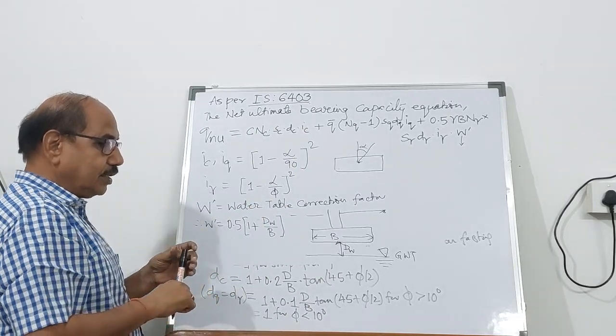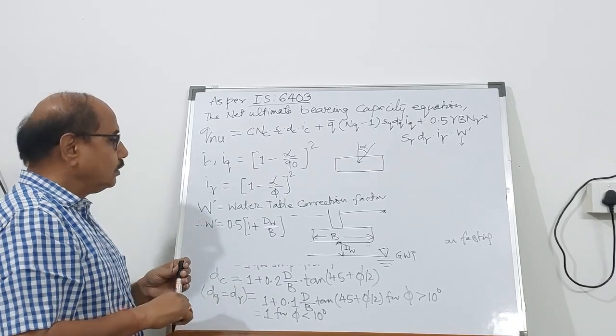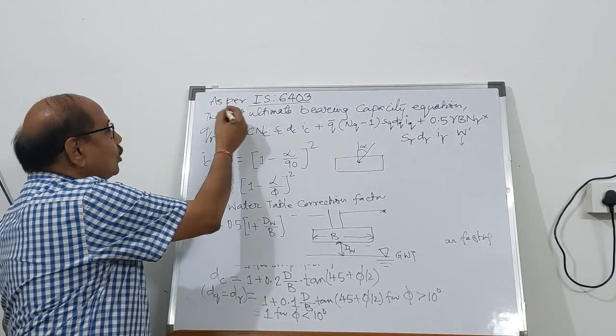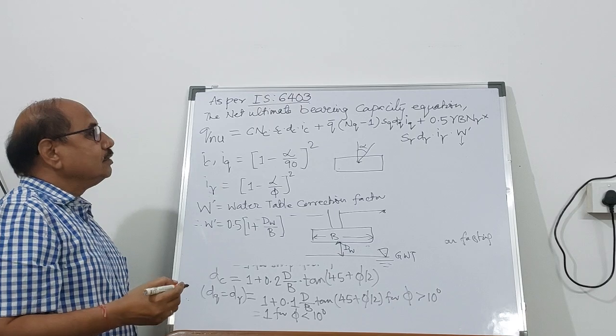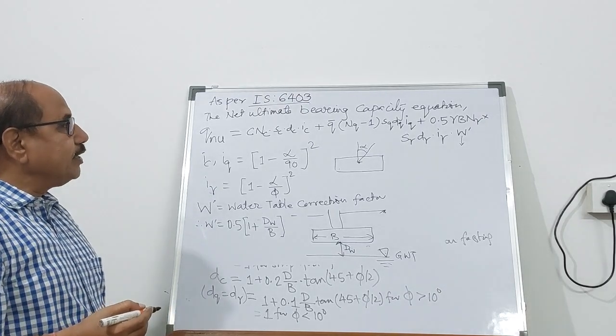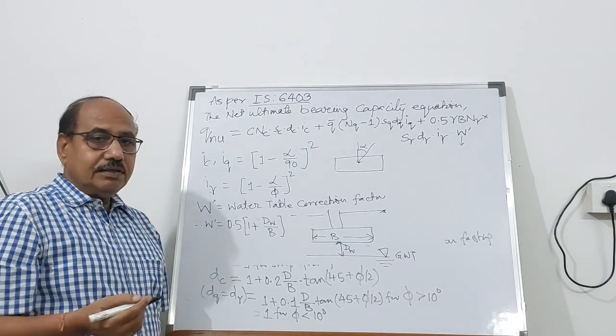So this is a very important formula for net ultimate bearing capacity given in the IS code.